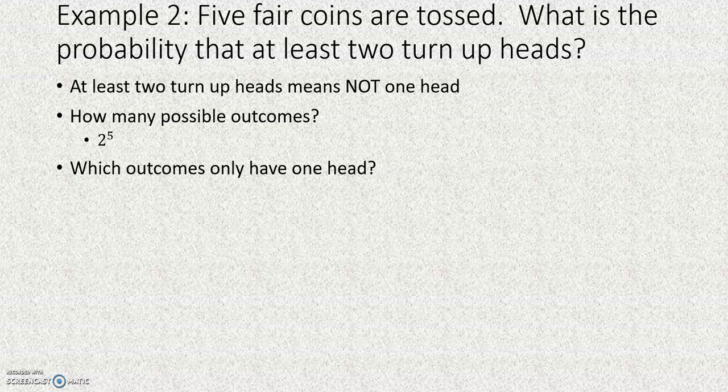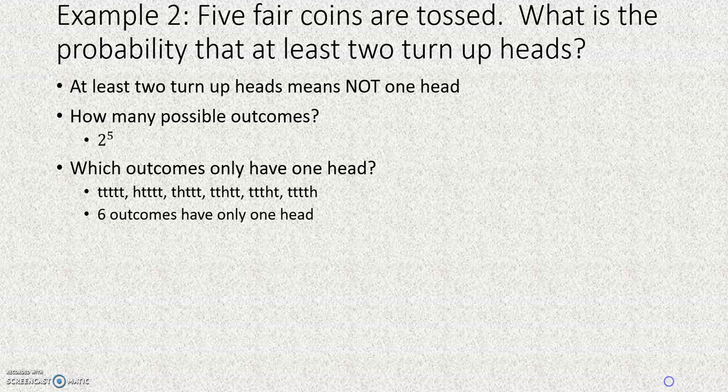Which outcomes only have 1 head? All tails, 1 head and 4 tails, 1 tail, 1 head and 3 tails, 2 tails, a head and 2 tails, 3 tails, a head and 1 tail, 4 tails and 1 head. 6 outcomes have only 1 head or 0 heads. Probability of only 1 head or 0 heads is 6 out of 32.